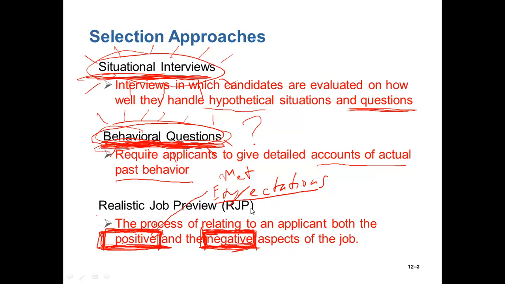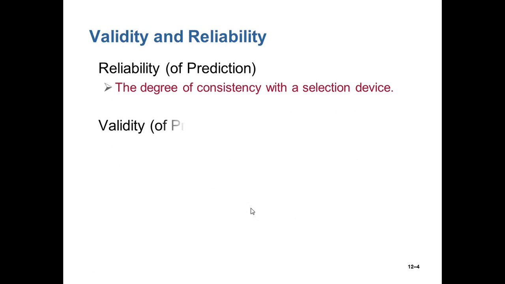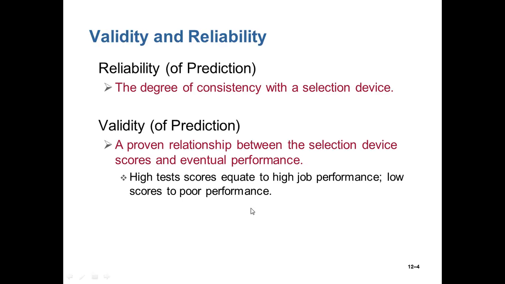Okay. However you go about getting your folks, hopefully your method will be fairly reliable and valid. Reliability means that you get consistent scores with your selection method. Validity means there's a relationship between the selection device and the scores and eventual performance. People get high scores, and those folks end up performing well in the job. People get low scores, they end up performing poorly.